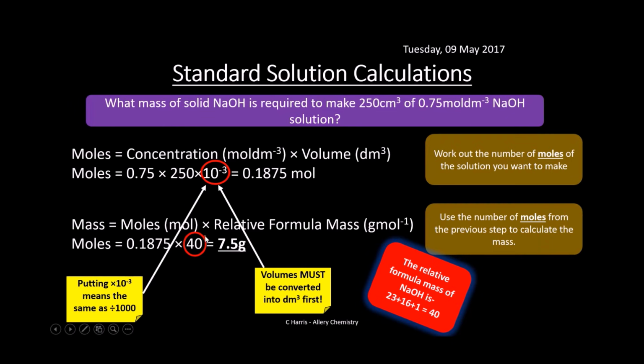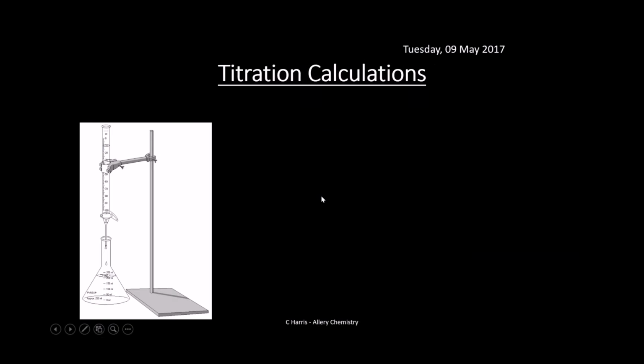So just quickly going back to this, actually, this mass here, that is the amount of sodium hydroxide that we need to use to make 250 cm³ of this strength sodium hydroxide. Obviously, if I wanted this to be stronger, I'm going to have to add more sodium hydroxide, or a larger mass. Okay, right, titration calculations.